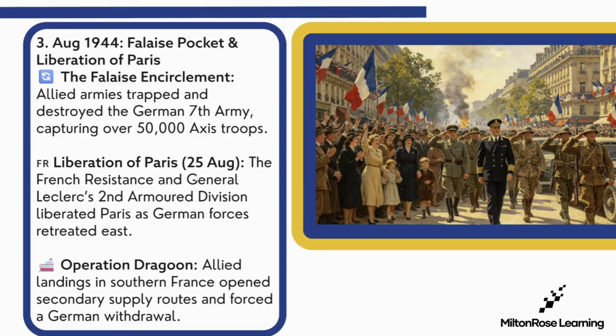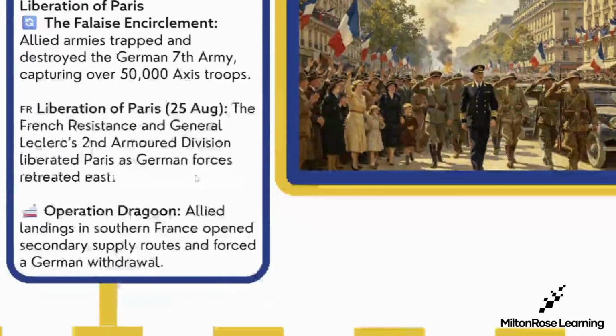And Operation Dragoon as well in the south. So in southern France, Allied landings opened a secondary front in France. And that brought secondary supply routes and again forced a German withdrawal from the south of France. Okay, so we're kind of pincering the Germans here.